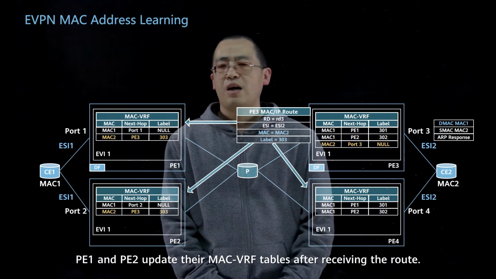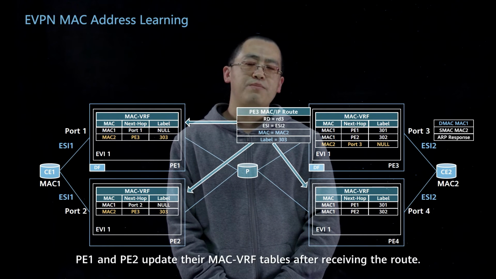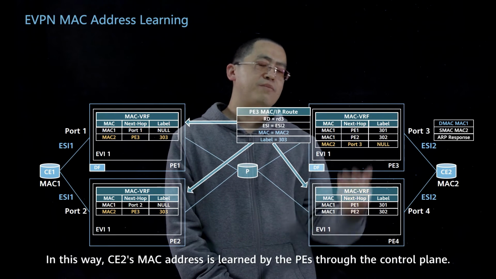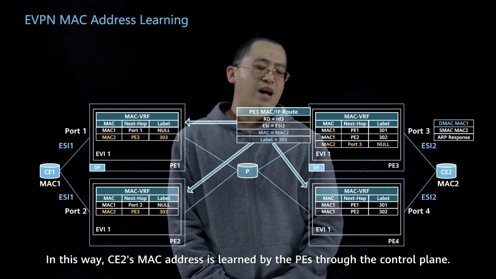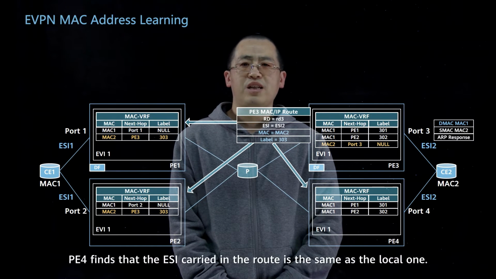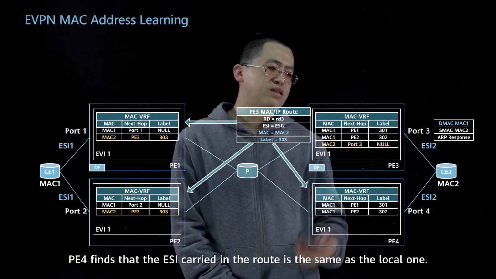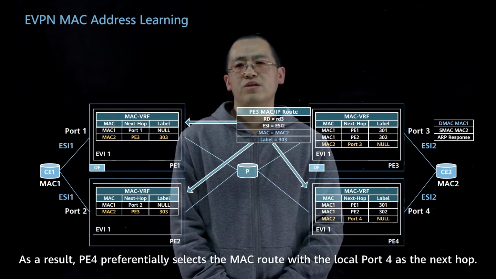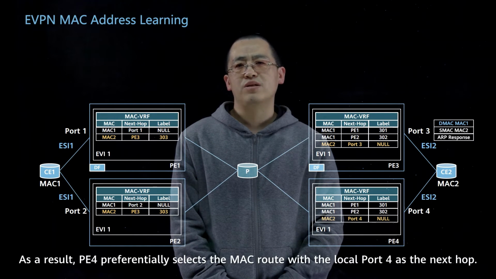PE1 and PE2 update their MAC VRF tables after receiving the route. In this way, CE2's MAC address is learned by the PEs through the control plane. After receiving the route, PE4 finds that the ESI carried in the route is the same as the local one. As a result, PE4 preferentially selects the MAC route with the local port 4 as the next hop.